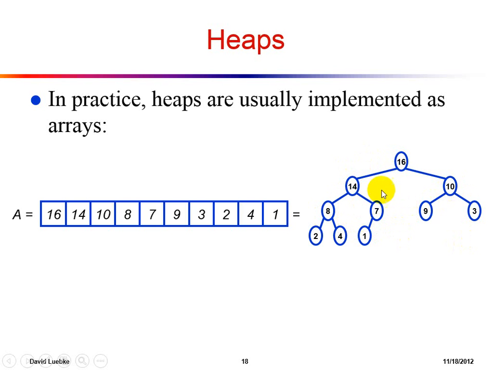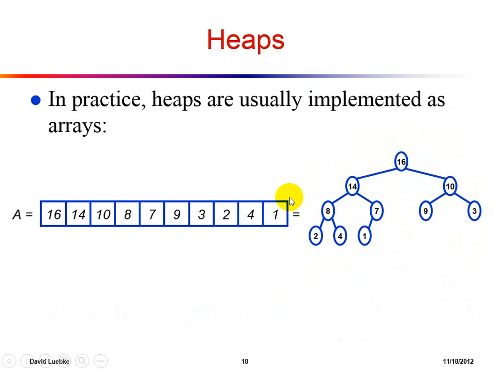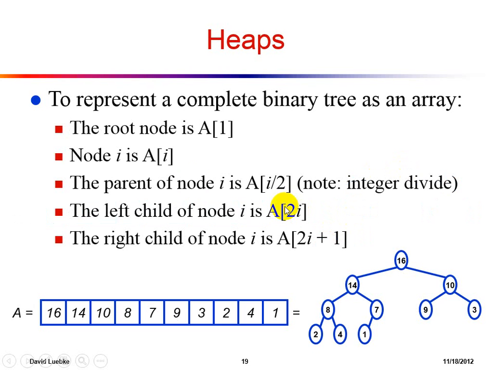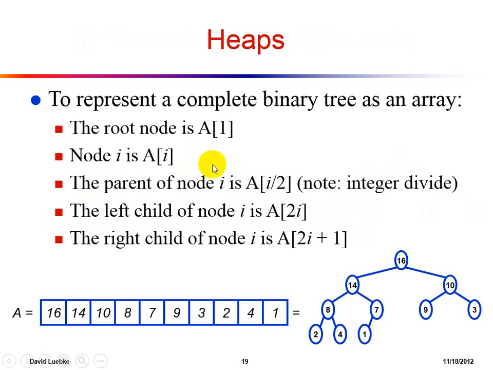Typically, although you can represent heaps as a binary tree, they get implemented as arrays, and we'll look into how you map the tree to the array. This is the main point: given a node i, the parent is at i/2, the left child is at 2i, and the right child is at 2i+1. This is how you can get from the array to this tree.